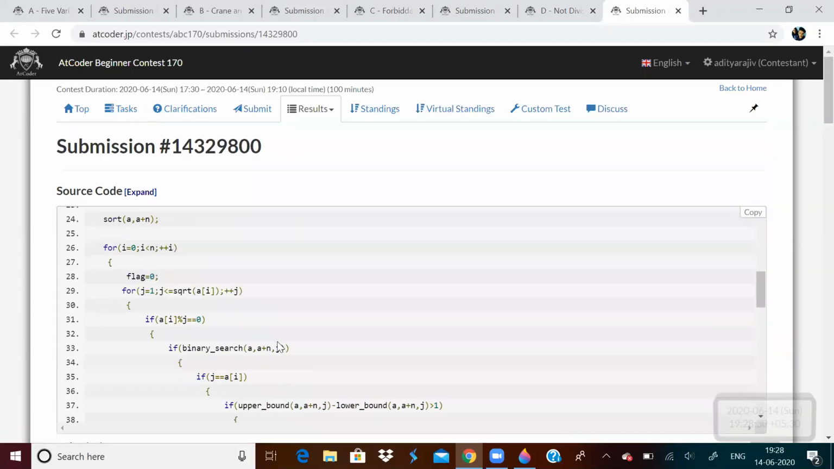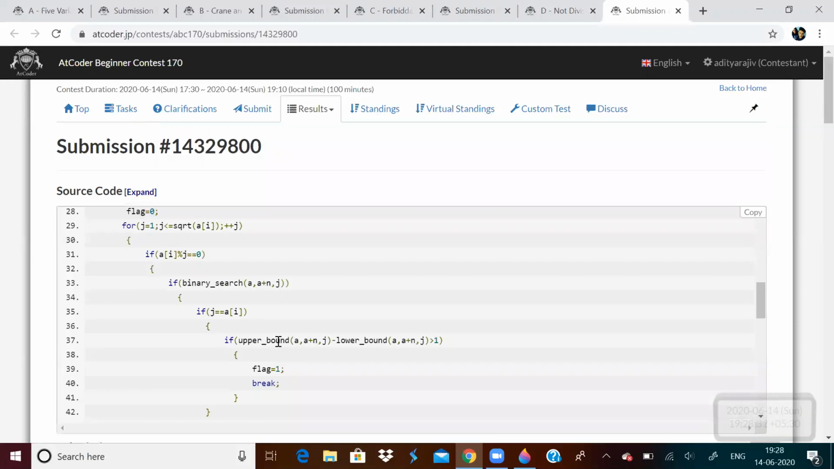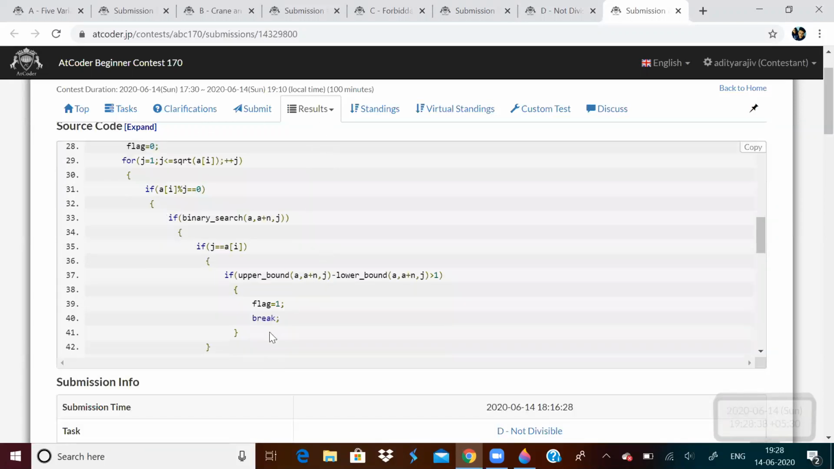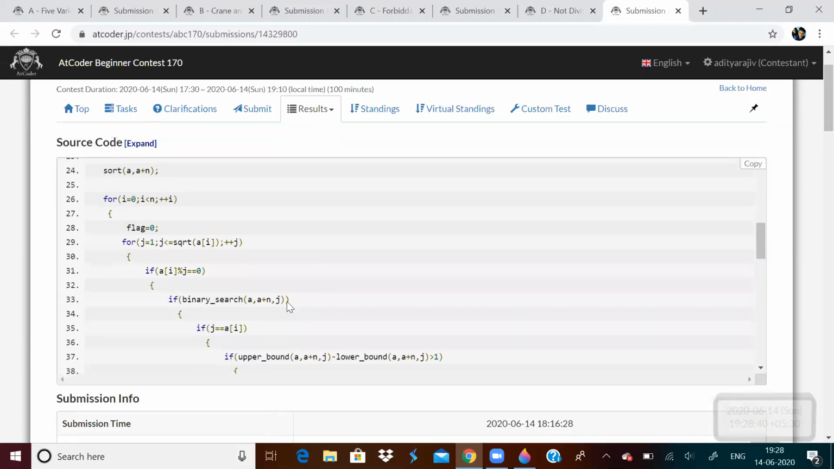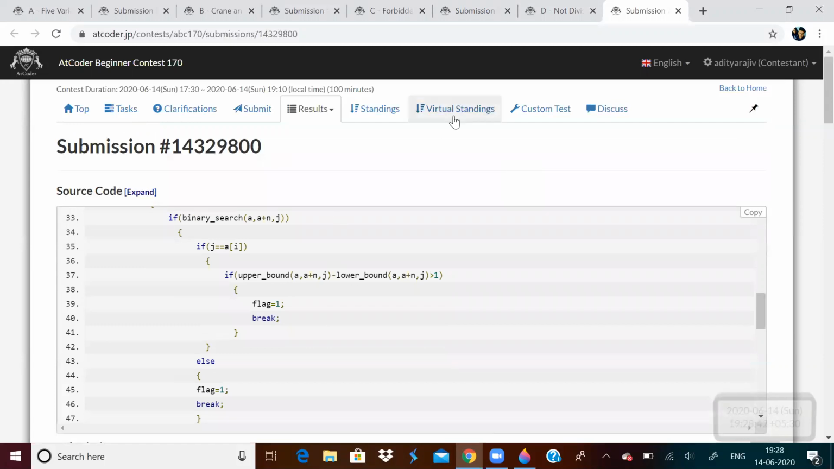So you can pause the video and try to understand by yourself. I told it in a hurry, sorry, but I hope you understand. You can rewind the video and check. I have discussed the solution.